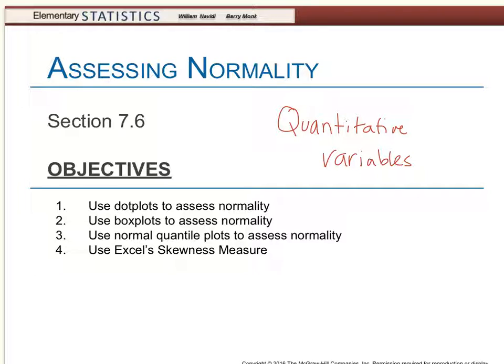One, we'll use dot plots to assess normality. We'll use box plots to assess normality. We can use normal quantile plots to assess normality. And finally, the one that I like to use is the Excel skewness measure. So we'll go through each of these in this section.